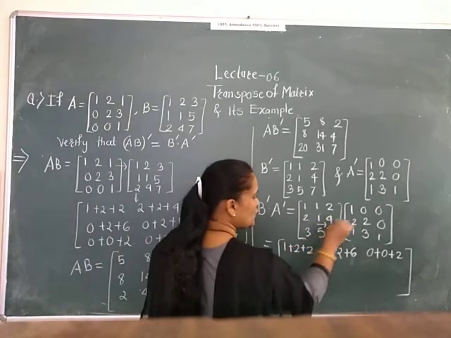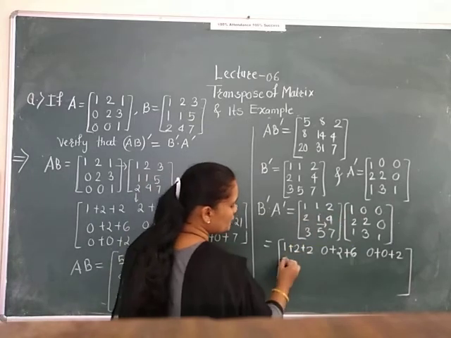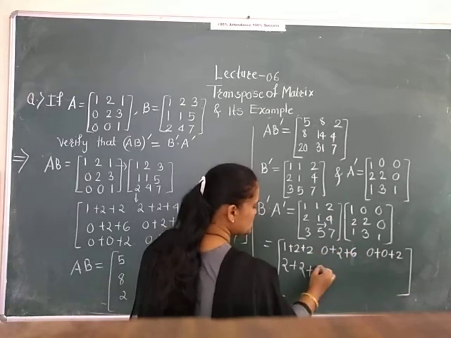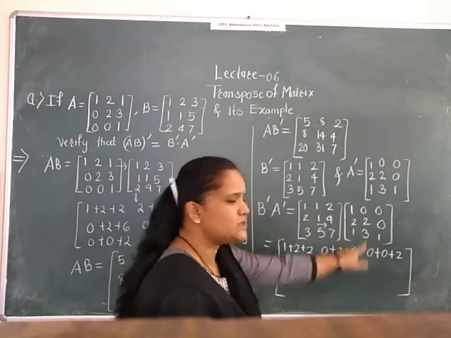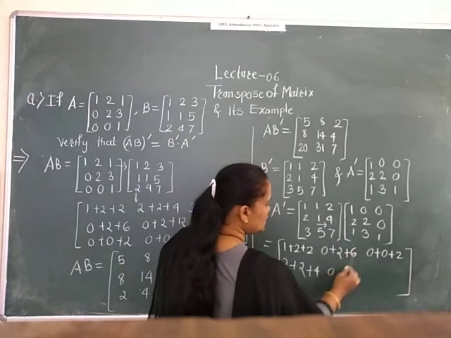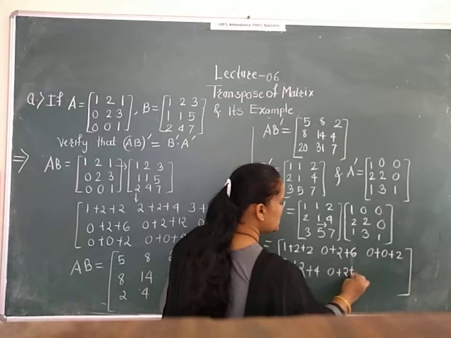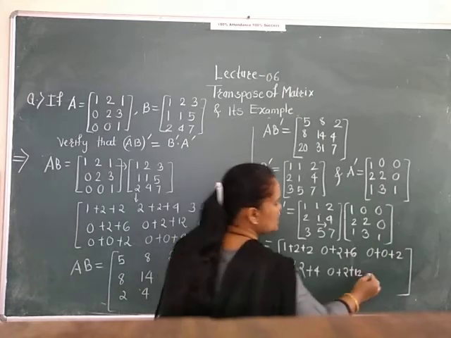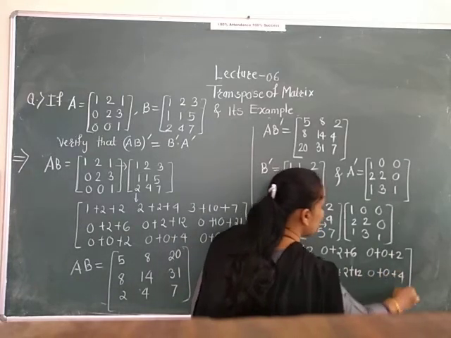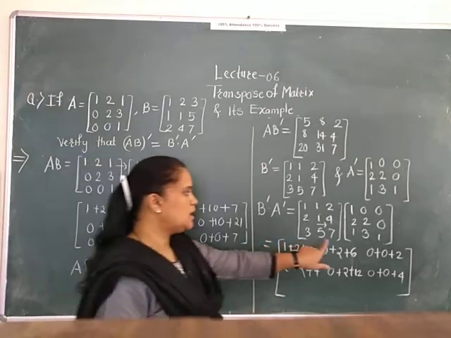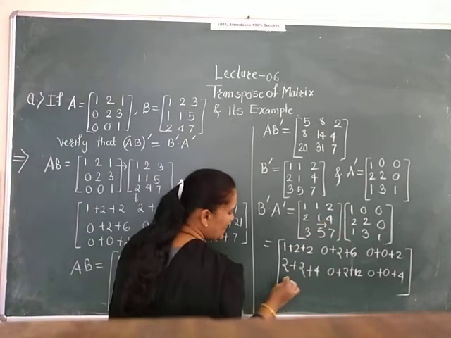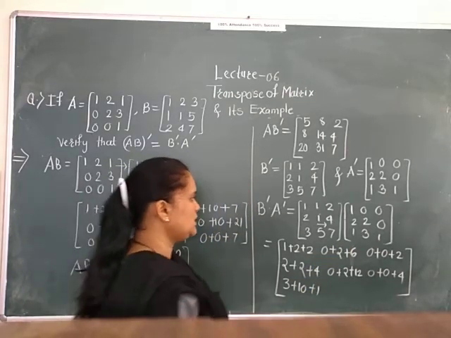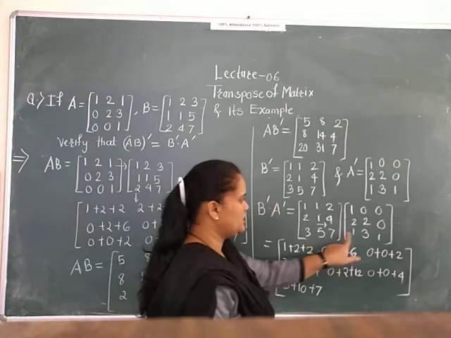After this, the second row will be multiplied to the first column. 2 into 1 is 2, 2 into 1 is 2, and 4 into 1 is 4. Second row, second column, 0, then 2, 4 into 3 is 12. Then second row, third column, this becomes 0 plus 0 plus 4. Next, third row, first column, again do that, 3 plus 10 plus 1. Sorry, 7 and 1 is 7.